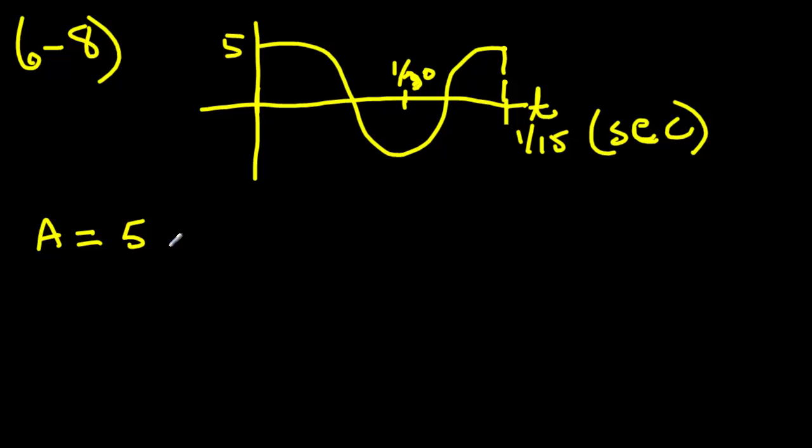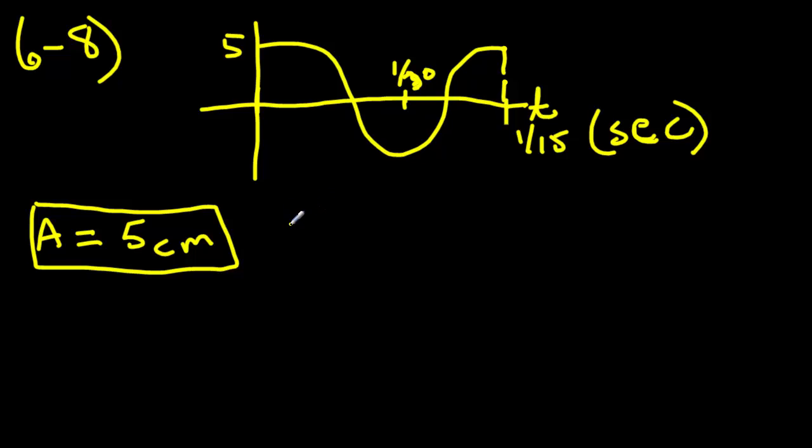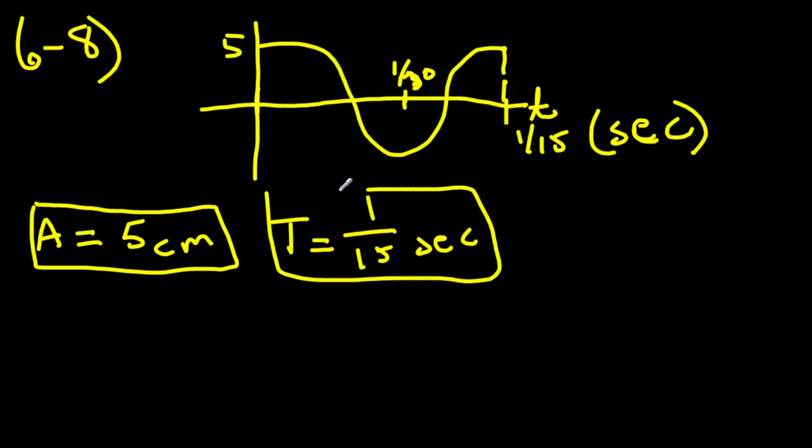And this is in centimeters because the graph is a position graph. So there's the first one. The next, it wants us to find our period, T. If we remember, the period is how long it takes to complete one full cycle, which is what we see right here, and we're given that as 1 over 15. So period is equal to 1 over 15 seconds. So we got two things right off the bat. Very easy.